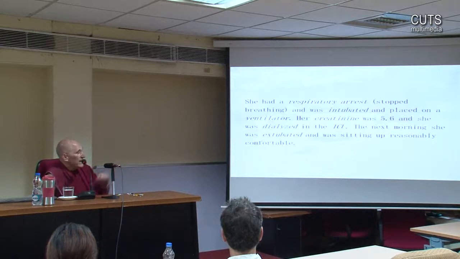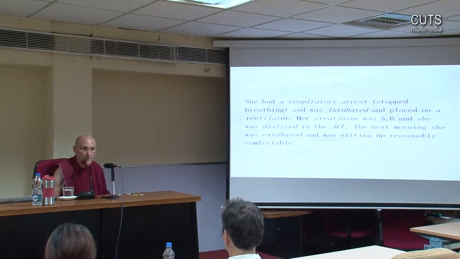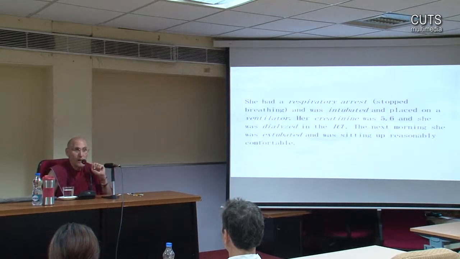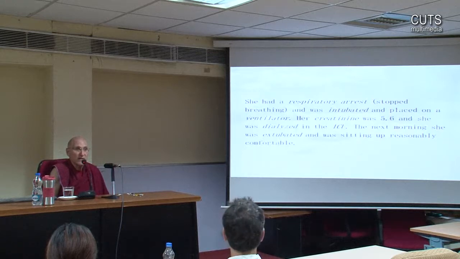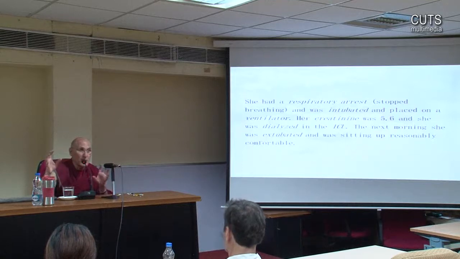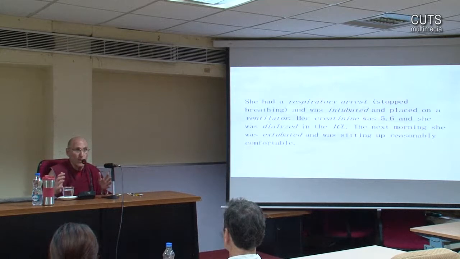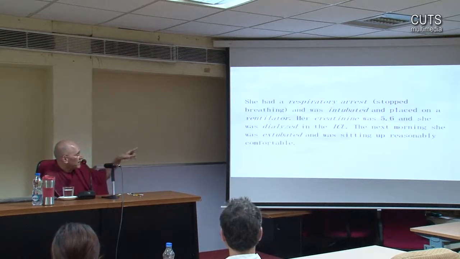And she was intubated. What's intubation? Insert a tube. Exactly. Where does the tube go? In the mouth, and then to where? Lungs, yeah. And the tube goes through what we call the trachea. And then that tube was hooked up to a machine, a ventilator, that artificially breathed for her. Okay? Placed on a ventilator.